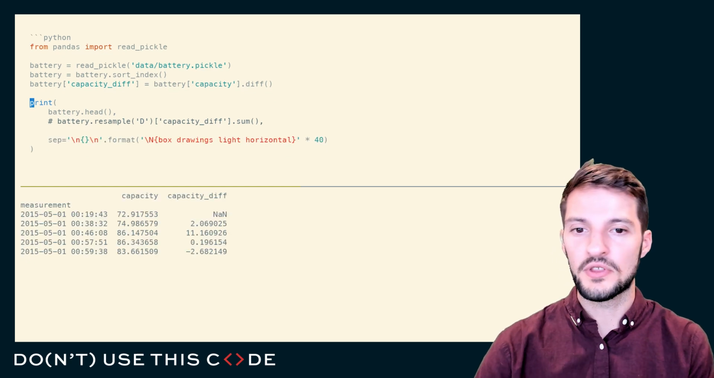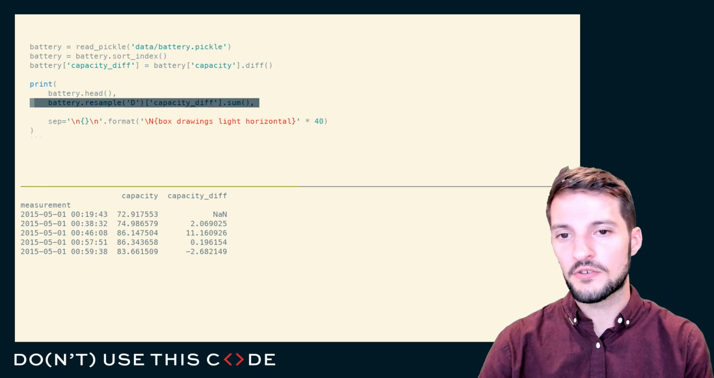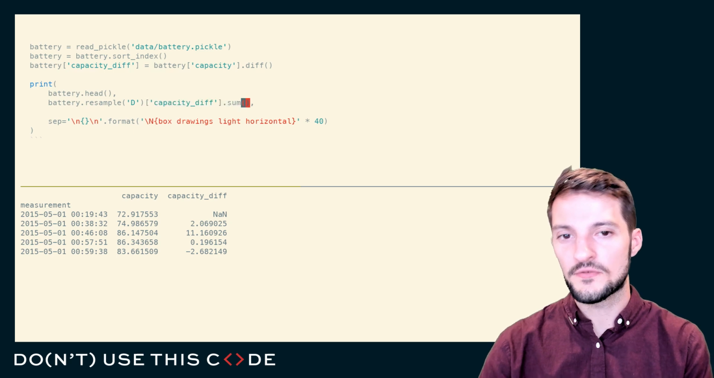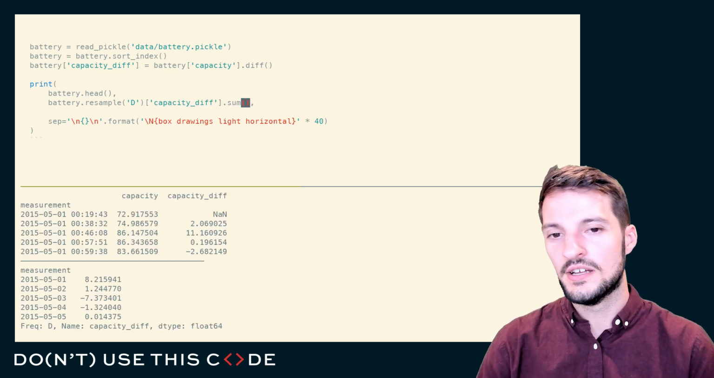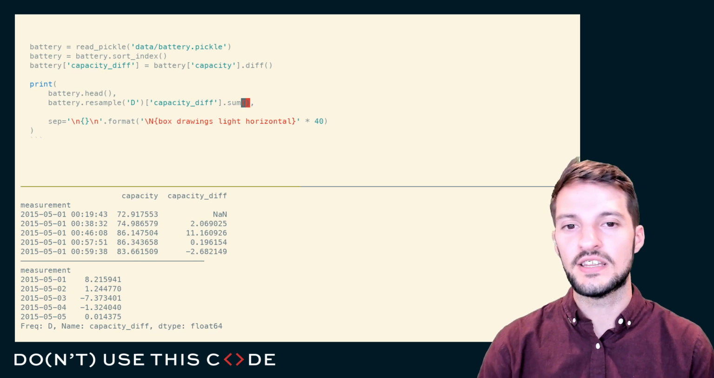And when we do this, we end up with a capacity diff column. And then from there, we can resample our data into daily bins, and we can actually take the sum of those differences. This is very similar to if I resampled and then took the first and last of the capacity and then subtracted them from each other.